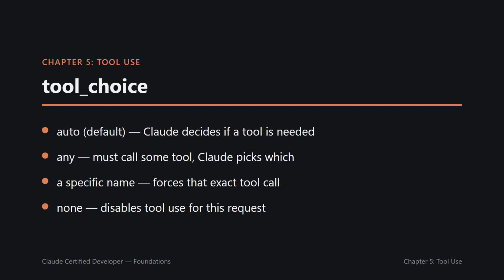You can control whether and how Claude uses tools. Auto, the default, lets Claude decide whether a tool call is needed. Any means Claude must call some tool, but can choose which. A specific tool name forces that particular call, useful when you already know the next step and just want Claude to format the input correctly. And none disables tool use for the request even if tools are defined.